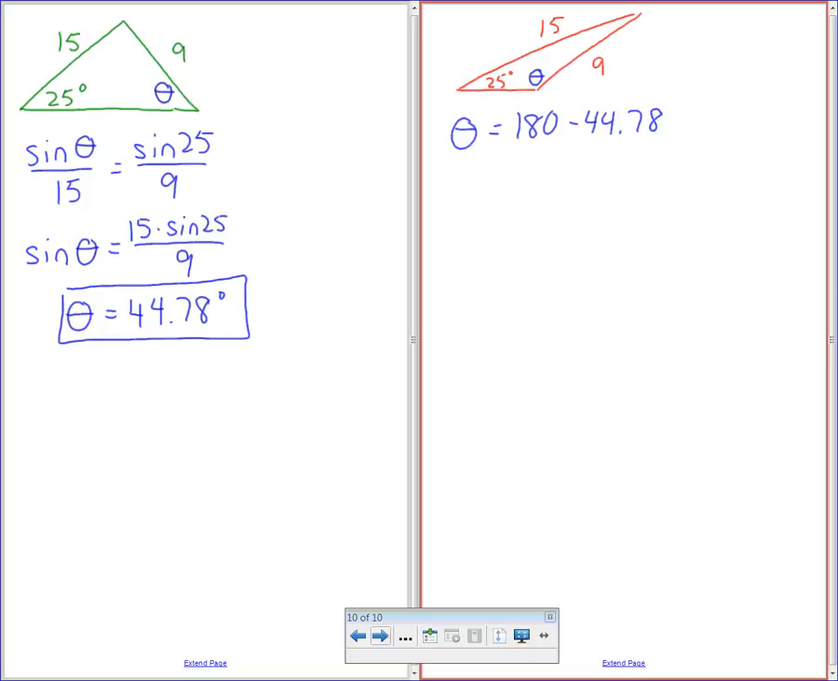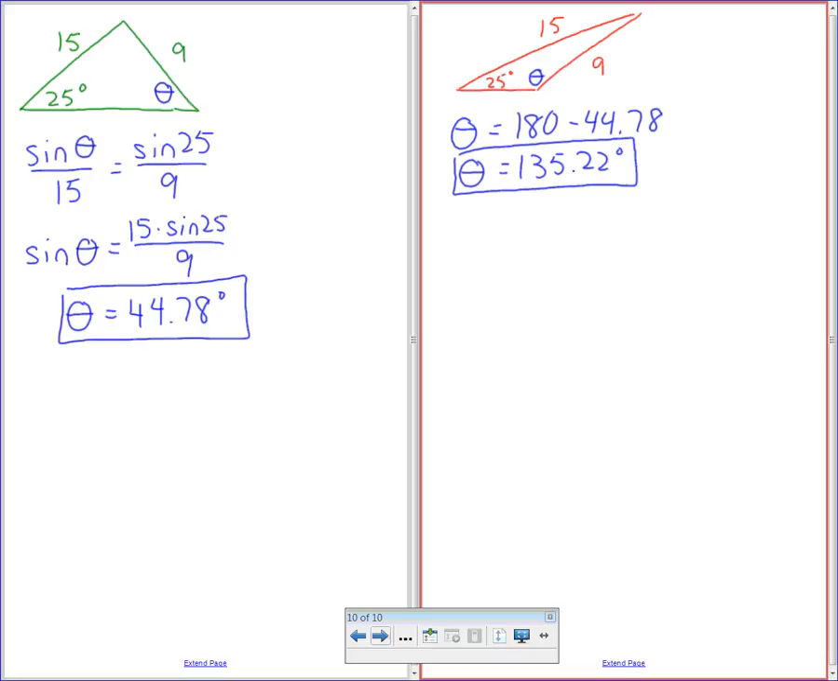Right, and this is what we were talking about on Monday or whatever day that was, Tuesday. When you're using sine, there are two angles that are possible. There's a little tiny angle, which is 44, and then the big angle, which is 135.22. Is that right? Someone confirm that for me? Okay. So on the triangle on the left, it's 44. On the triangle on the right, it's 135 and change.